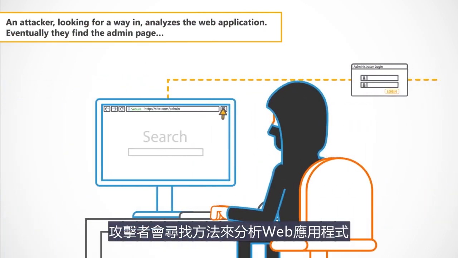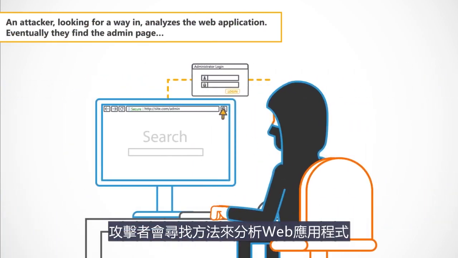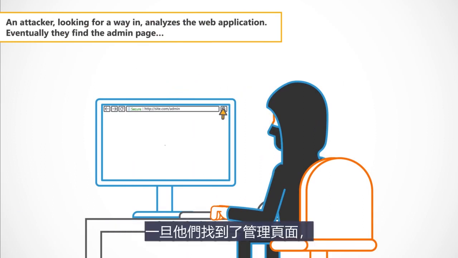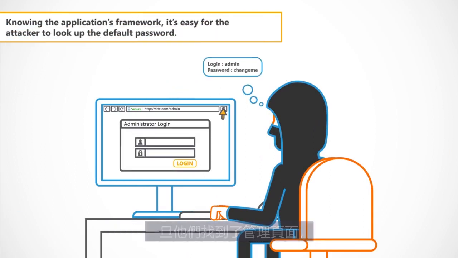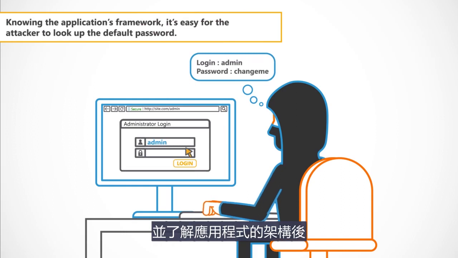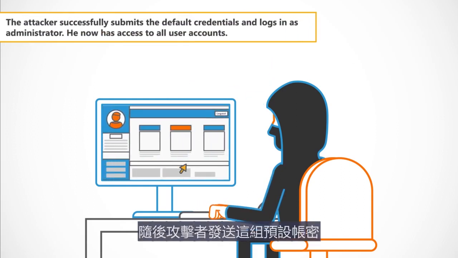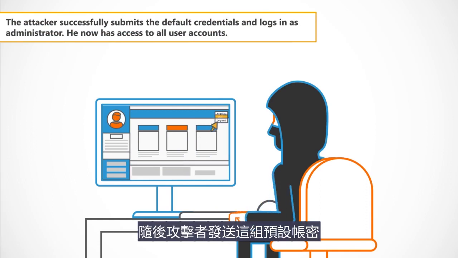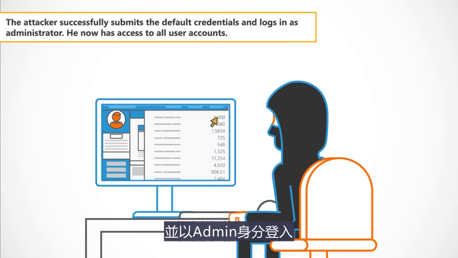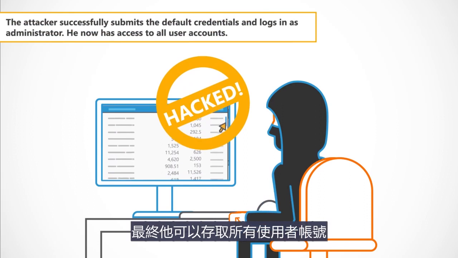An attacker looking for a way in analyzes the web application. Eventually, they find the admin page. Knowing the application's framework, it's easy for the attacker to look up the default password. The attacker successfully submits the default credentials and logs in as administrator. He now has access to all user accounts.